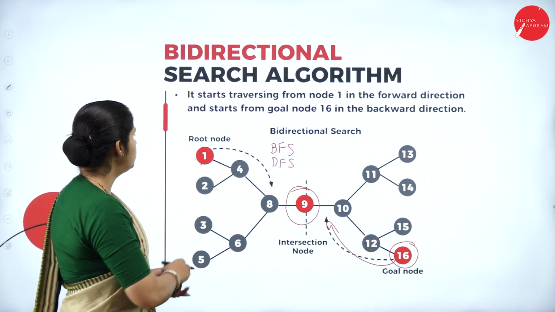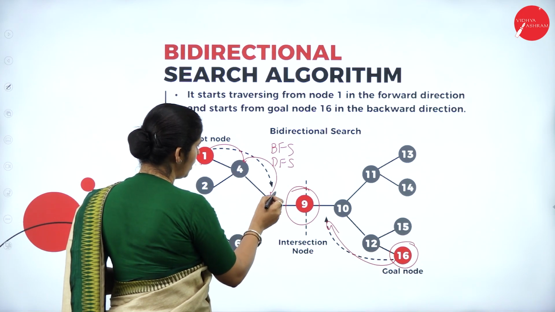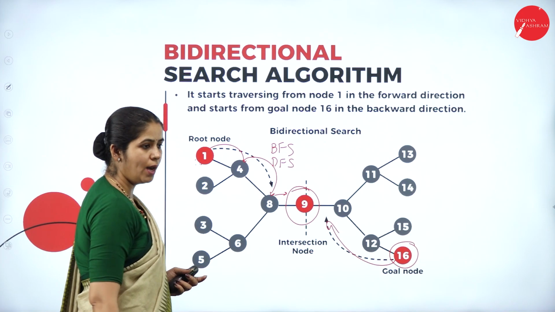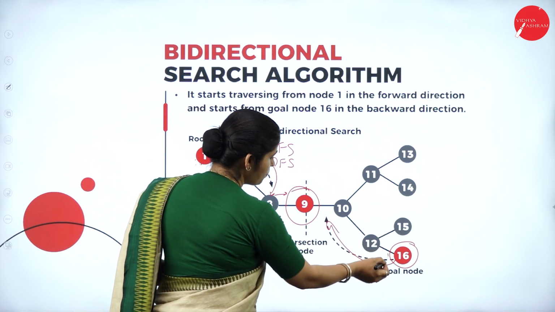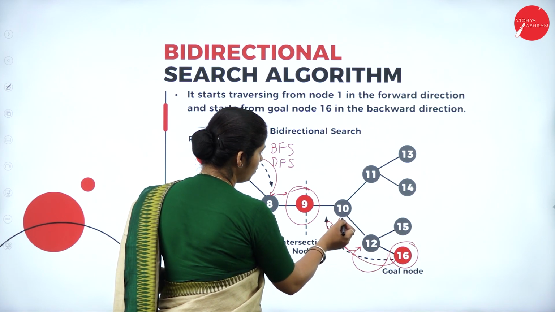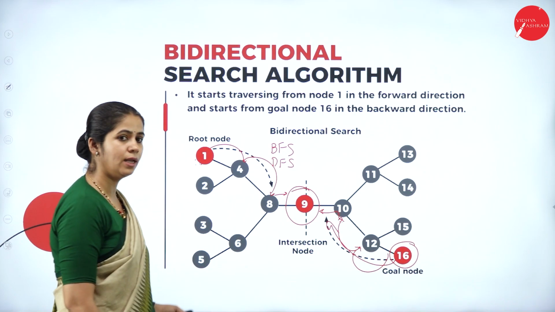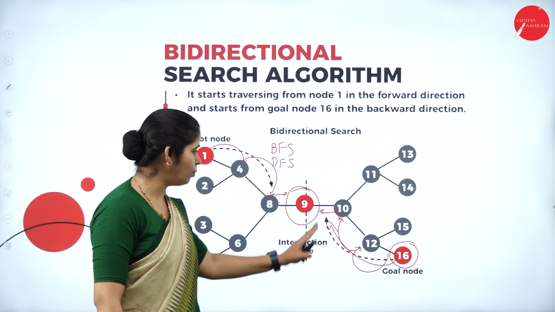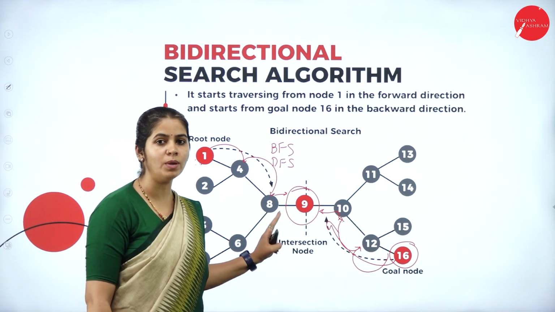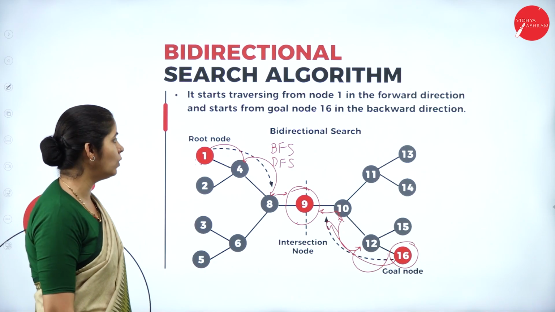From 1, we move to node 4. From node 4, we move to node 8. From node 8, we move to node 9. Taking node 16, we move to node 12. From node 12, we move to node 10. From node 10, we move to node 9. So this is the intersection point. Once we reach that intersection point, we stop searching, saying that the node is present in the given tree.